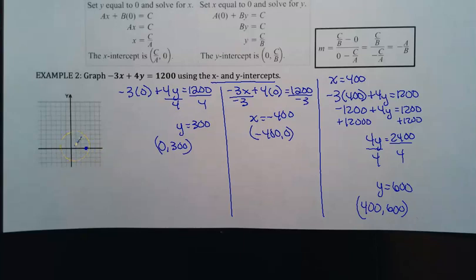Oh, I'm sorry. I meant to go up, not over, because it's 0, and then up 300, 1, 2, 300. And then negative 400, 1, 2, 3, negative 400, 0. And positive 400, 1, 2, 3, 400. Positive 600, 1, 2, 3, 4, 5, 600. All right, and we have a line, so we also need to connect our points.